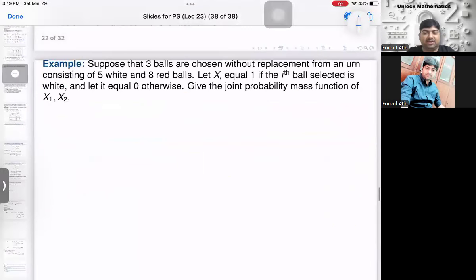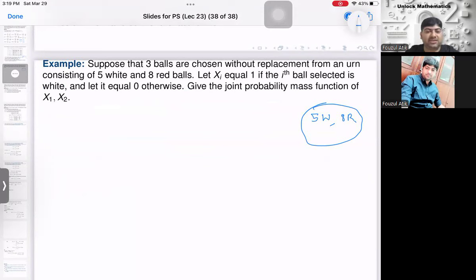Now I have one more example. Let us solve this problem. Suppose that 3 balls are chosen without replacement from an urn consisting of 5 white and 8 red balls. So you have 5 white balls and 8 red balls, so there are 5 plus 8, that is 13 balls. But you have chosen 3 balls without replacement from this urn.